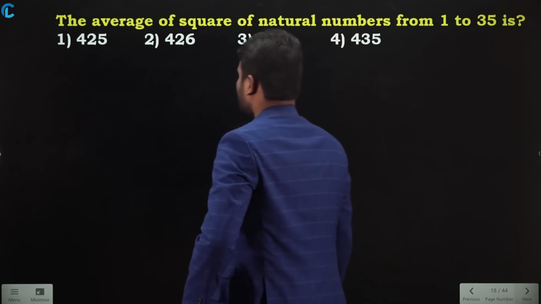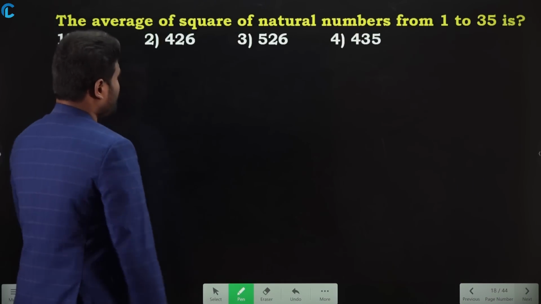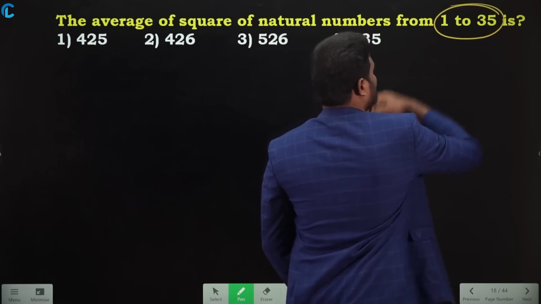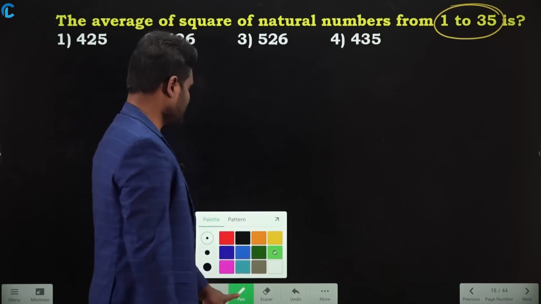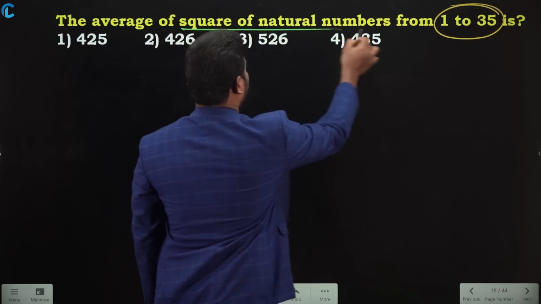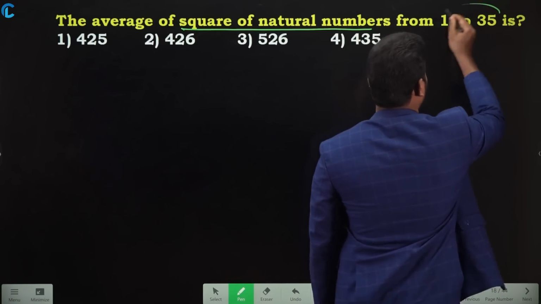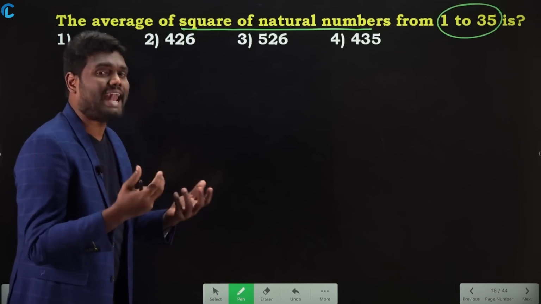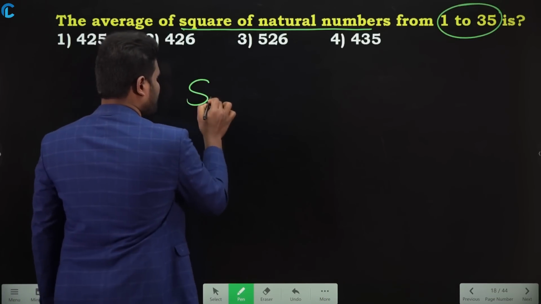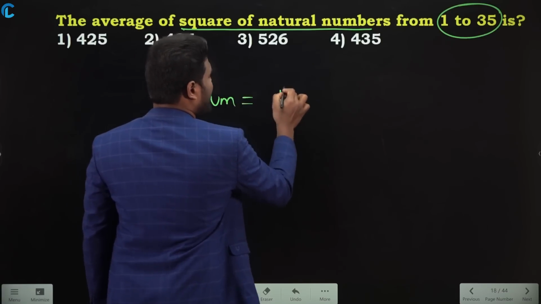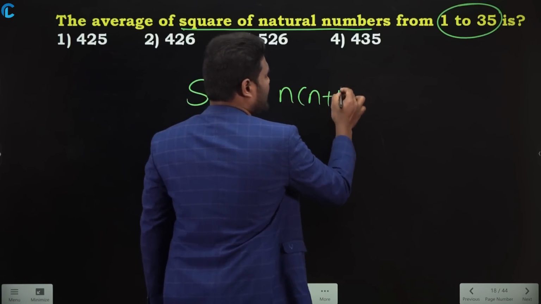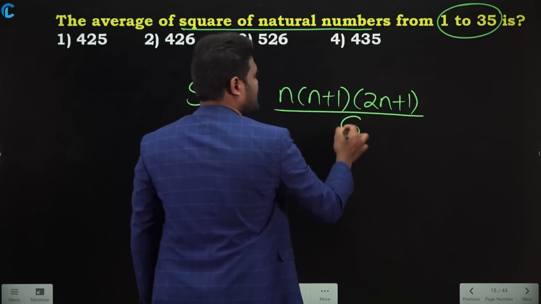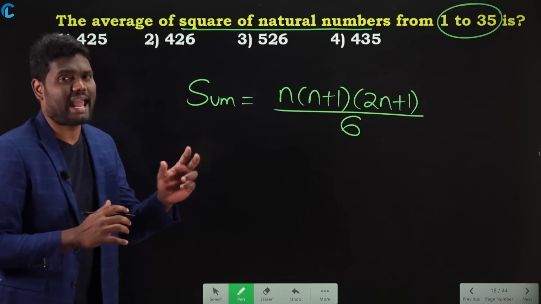Okay, let us look at the next one. Average of square of natural numbers 1 to 35. So we are asked to find the average of square of natural numbers from 1 to 35. Now this is nothing but the sum of squares of n natural numbers formula you need to use. Sum of squares of n natural numbers is n into n plus 1 into 2n plus 1 divided by 6.